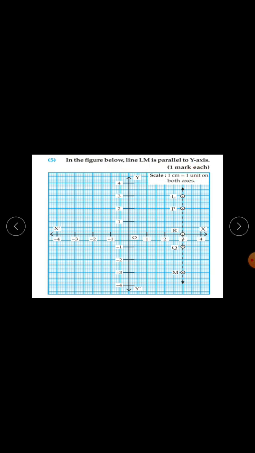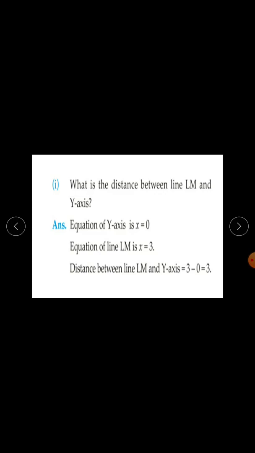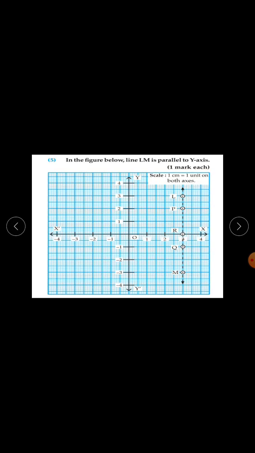Line LM is parallel to the y-axis. This is your x-axis. This is your y-axis. And line LM is parallel to the y-axis. It is given. So, first sub question: what is the distance between line LM and the y-axis?